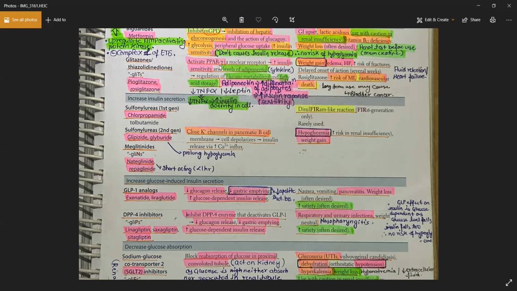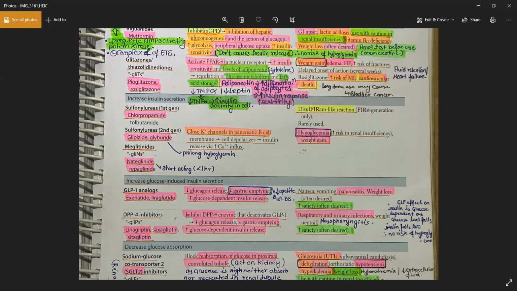By activating PPAR gamma, they promote insulin sensitivity. They increase the protein known as adiponectin, and this adiponectin causes the differentiation of the adipocytes, and by the differentiation or maturation of the adipocytes, it promotes the insulin response. It increases the sensitivity of insulin. Adiponectin.